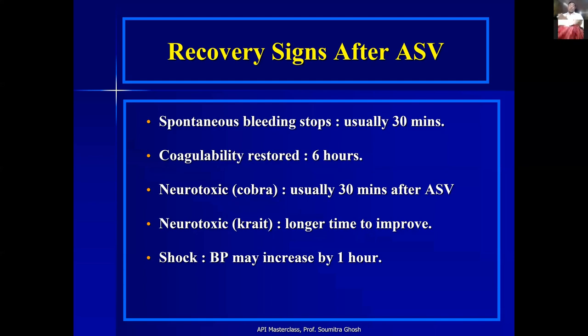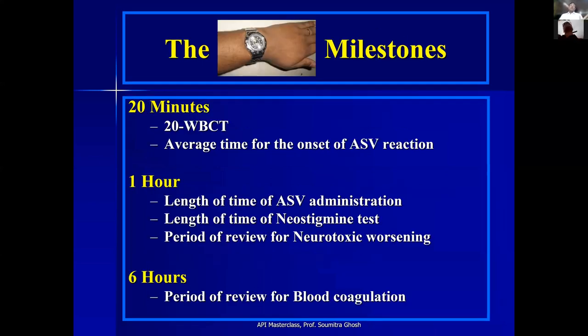Coagulation is restored usually after 6 hours. Neurotoxic improvement usually within 30 minutes. And neurotoxicity due to the krait takes longer time to improve. And shock, BP may increase by 1 hour if we give ASV in time. So this is very important. So if we just keep in mind the time milestones, then after 20 minutes, what can we expect?